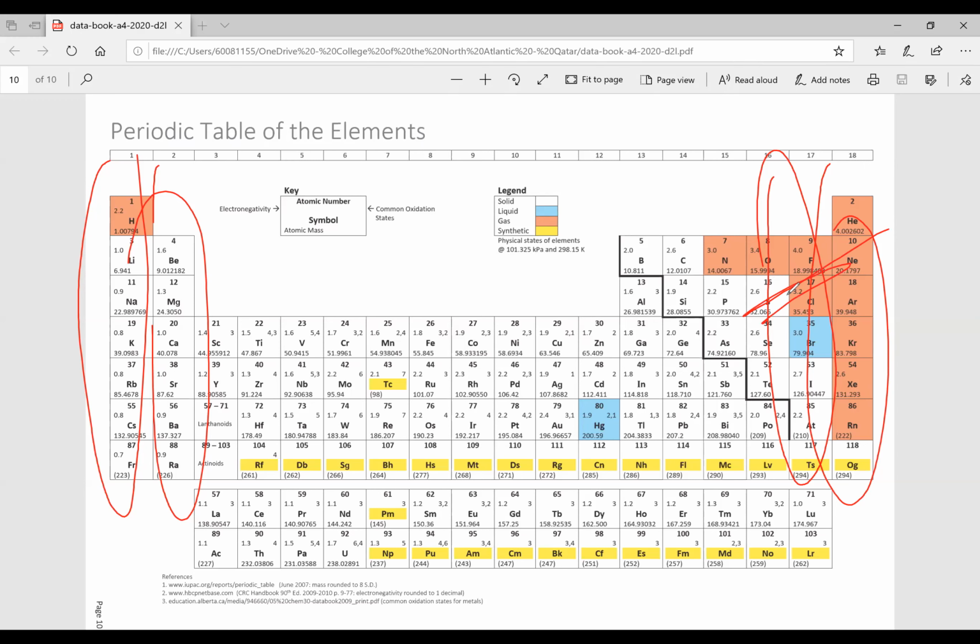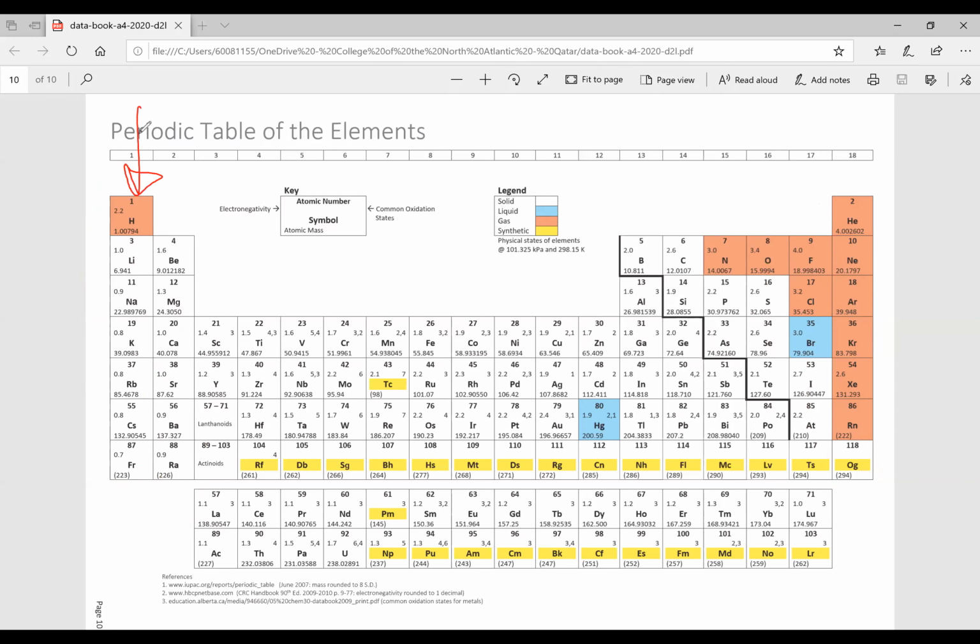Like group 1 here, these are all reactive metals. Now hydrogen's a bit of a weirdo, but all of these are reactive metals. Group 18 here, these are all unreactive gases. They all have very similar properties, and the way that the table lines up is really interesting because it's meant to show you how these columns, which we call groups, are similar. So this group is nothing like this group. They're nothing alike.